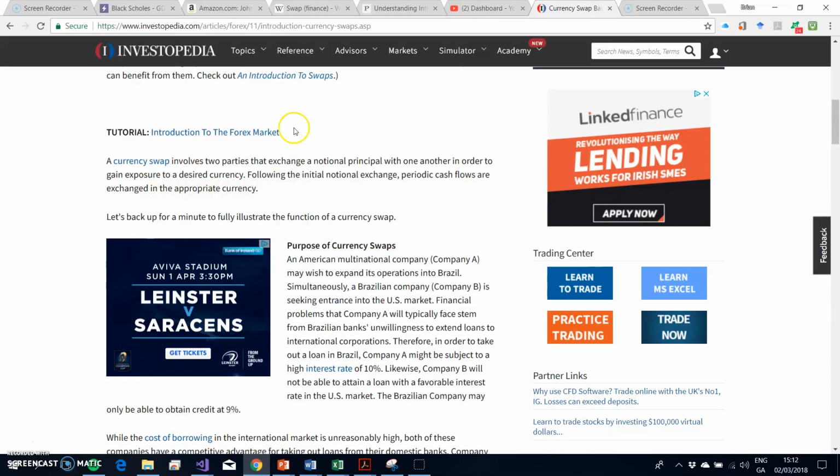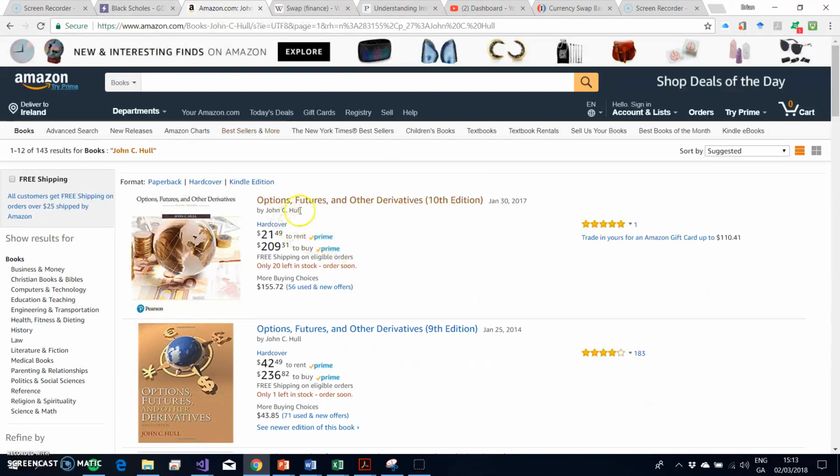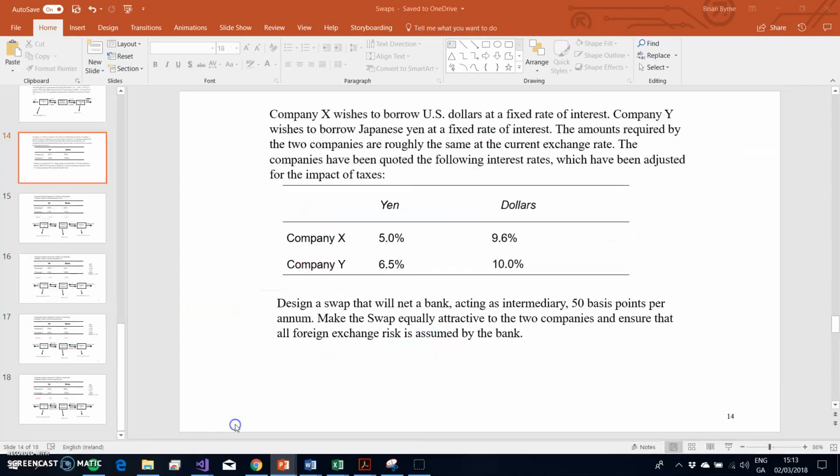Okay, and again I go back to terms of worked examples here. I'm going to use John C. Hull again, and I would say in terms of giving a comprehensive introductory type treatment of the swaps area, this probably is one of the leading contenders. So the example that I'm going to use here is we're going to look at two companies, in this instance, X and Y.